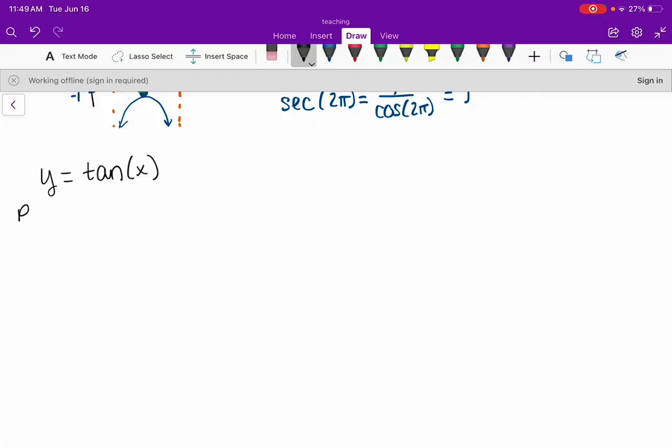First, the period for tangent is a little bit different than sine and cosine. For tangent, it would be your pi over b. So that part is different. Amplitude would still be your a value. Your phase shift is still c over b. And your vertical shift is still d. It's just the period that changes, and we'll kind of see why and everything.